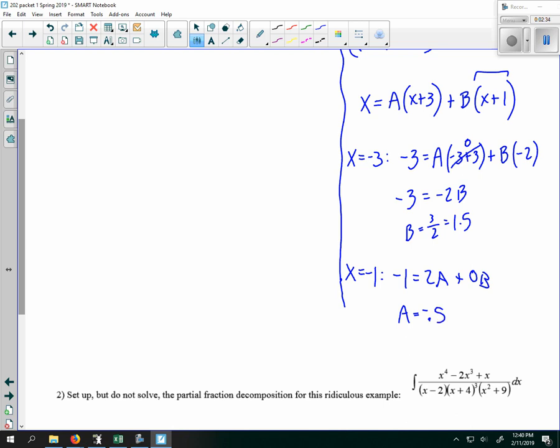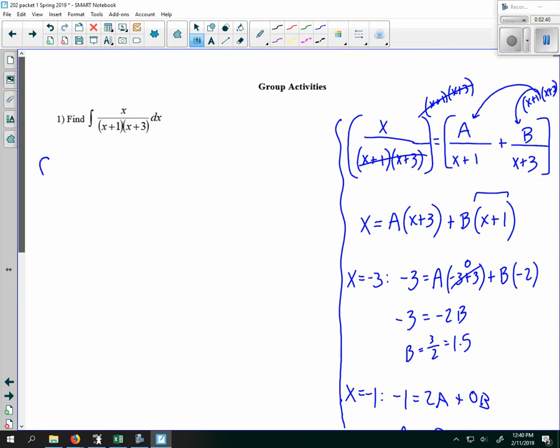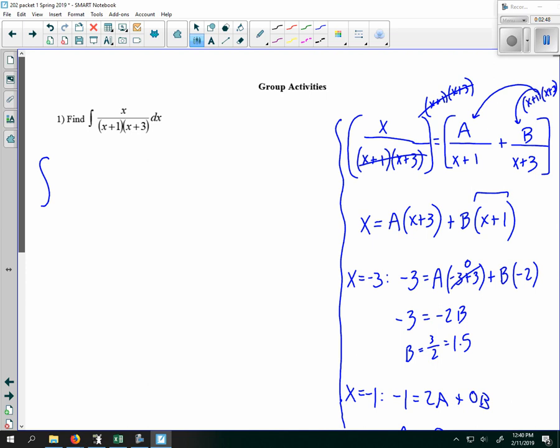Now I'm going to go back to my integral and rewrite the integrand as the sum of 2 fractions. So this is going to become the integral of a over x plus 1, where a was -1/2, so -1/2 over x plus 1, plus b over x plus 3, and b is 1.5, or 3/2 over x plus 3, dx. So all I've done so far is rewrite the fraction as the sum of 2 fractions using partial fraction decomposition.